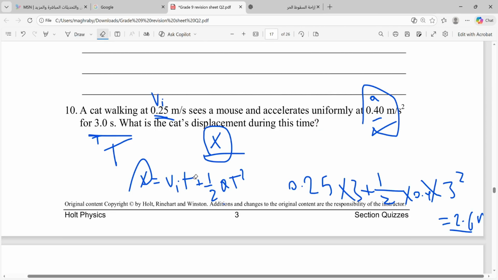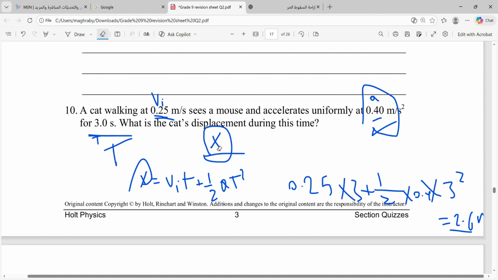Okay, grade 9, let's solve number 10. He's asking about a cat walking with velocity 0.25. This is v initial. It sees a mouse, so it increases its speed. It accelerates uniformly at 0.40. This is the acceleration, for 3 seconds. This is the time. And he's asking about the displacement.